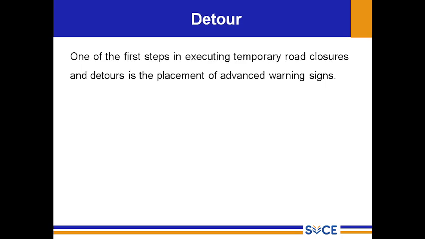One of the first steps in executing a temporary road closure and detour is the placement of advance warning signs. So the proper signboards need to be kept: main network, and traffic diversion ahead. A warning, information, need to be given to the road user. Then the detouring: where the detouring needs to be done, what is the length of the detour, what is the existing travel time, what will be the time due to detour. All these things, the board information needs to be provided for road users.